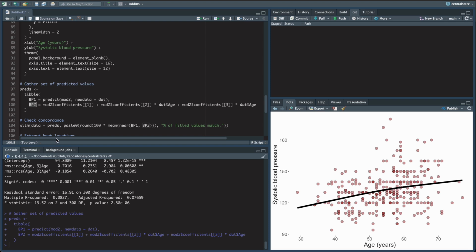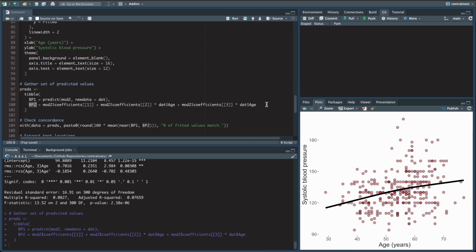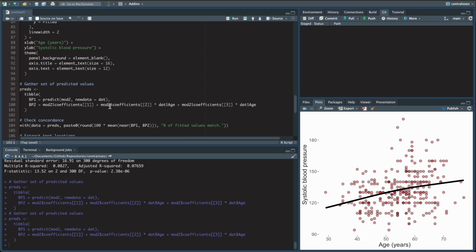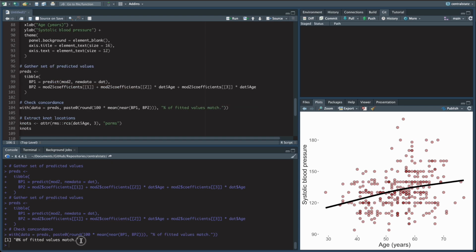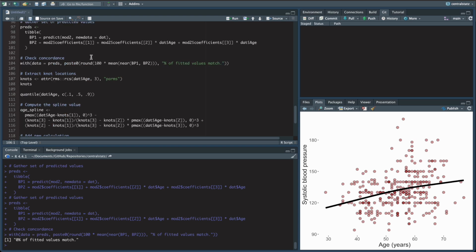BP2 is this knowingly wrong calculation, which we're just taking the intercept plus the first age parameter times age plus the second age parameter times age, and that's wrong. And so we can confirm that 0% of the fitted values match. And so we need to do some more work in order to create an actual formula on the scale of age where I can just input an age and get an output. And that's where these knots come into play.